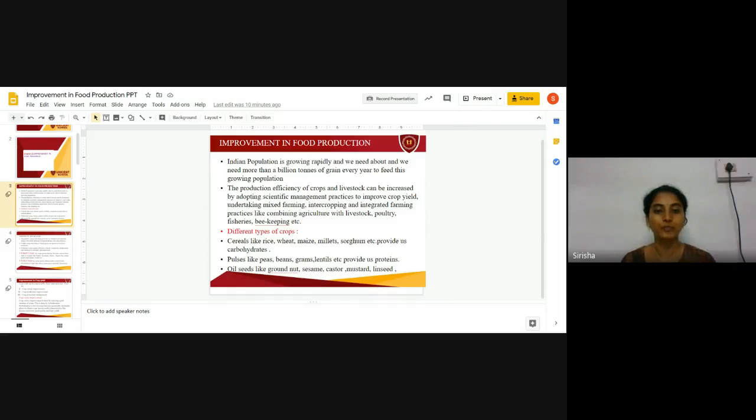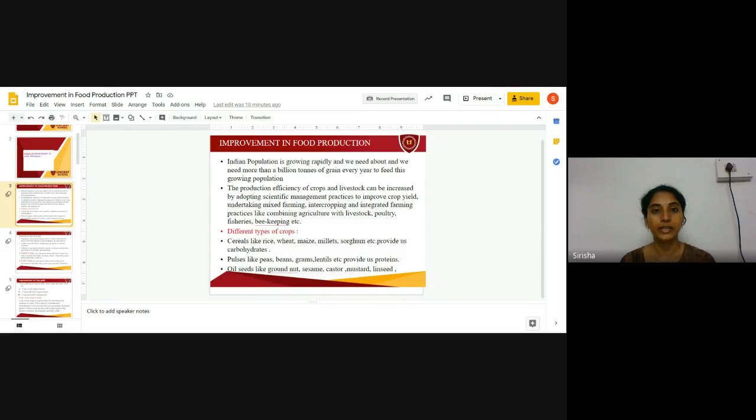Let us see different types of crops. As we all know, there are different types of crops. There are cereals like rice, wheat, maize, bajra, sorghum, and millets, which provide us carbohydrates, whereas pulses like green gram, red gram, peas, beans, and lentils provide us proteins. They are rich in proteins.